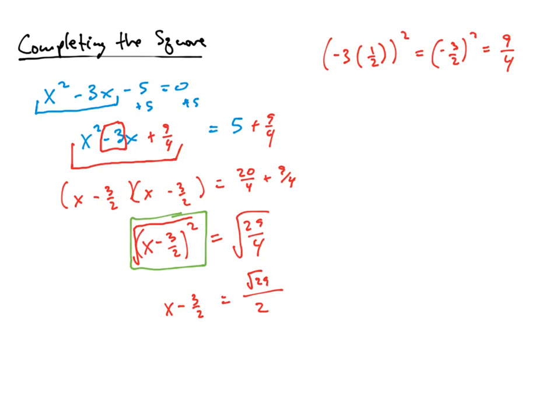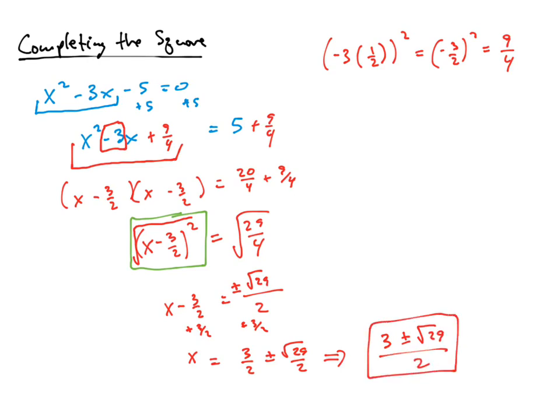And then we add, well, before I add 3/2, we want to say that we're taking the plus or minus here. So lastly, kind of going out of order, add 3/2 to both sides, we get x is equal to 3/2 plus or minus square root 29 over 2. And we can write this as a single fraction, 3 plus or minus square root of 29 all over 2. So this is how we complete the square.